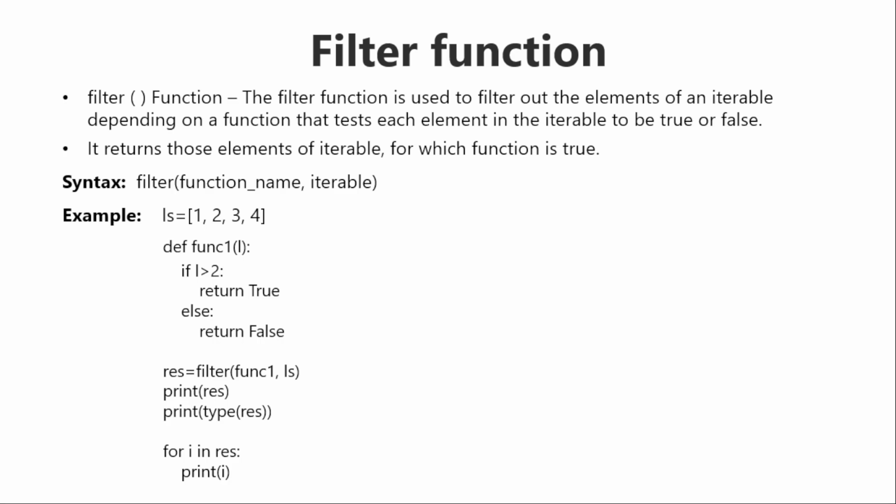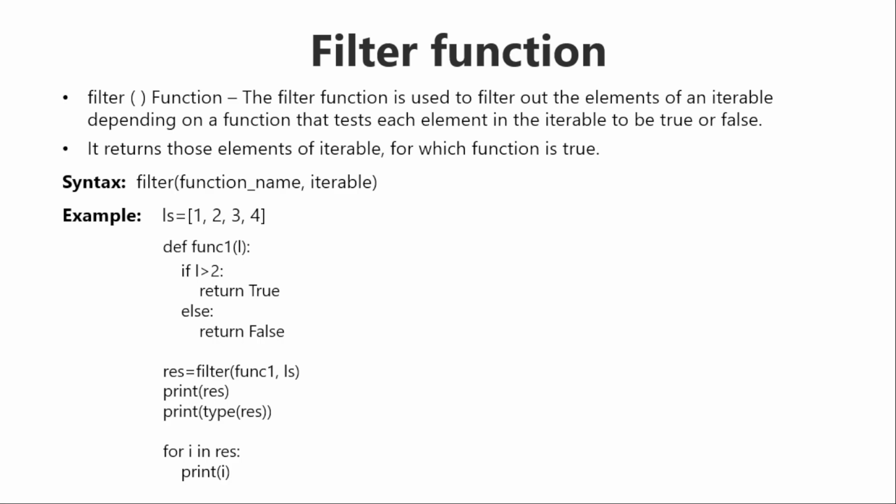It is used to perform an operation on iterable objects or iterable elements, to test a condition of a function whether it is true or false, and finally the filter function returns a set of elements which are true for that function condition. So the syntax is filter, function name, iterable. An example is ls is equal to 1 2 3 4. I have defined a function def func1 l: if l is greater than 2, return true, else return false.